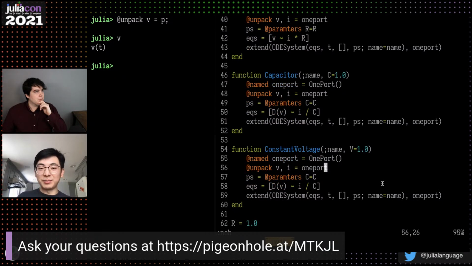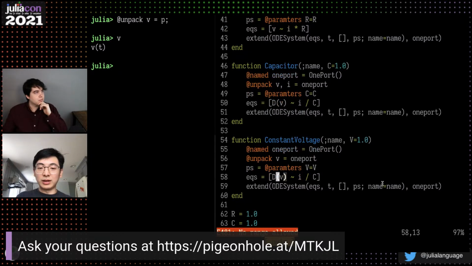So a battery is also a simple electrical component. It's a child of one port. So in here we only need the voltage, right? And then we have the voltage parameter. So the only equation is that the voltage of this component equals the voltage of the battery, right? So think of the constant voltage as an ideal battery.